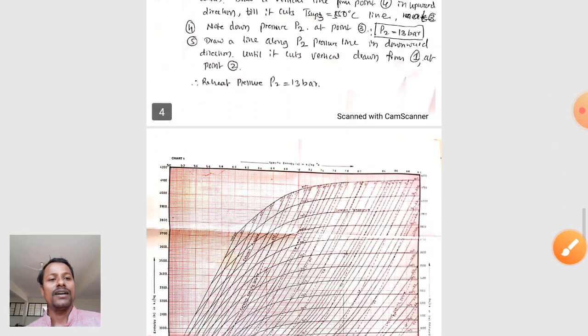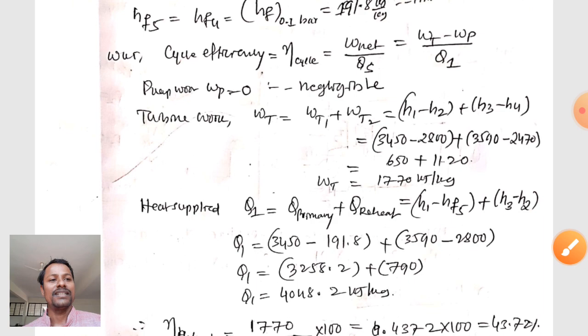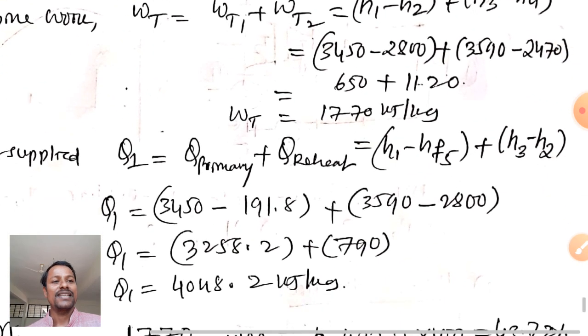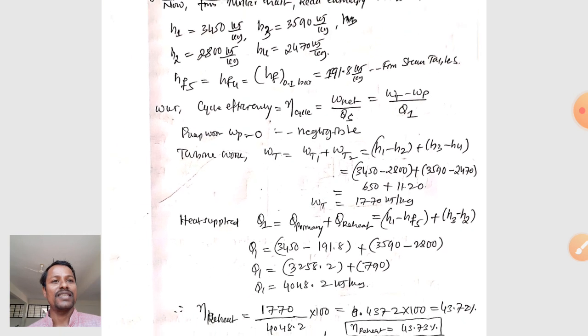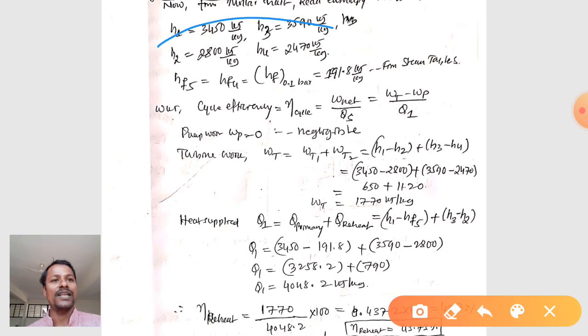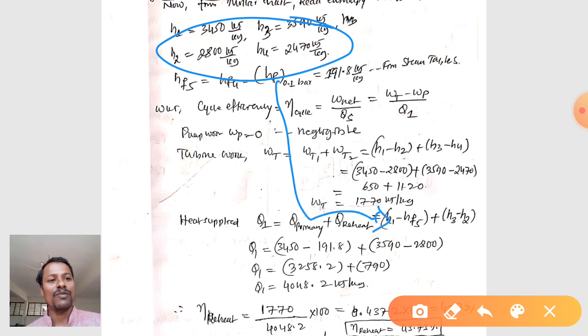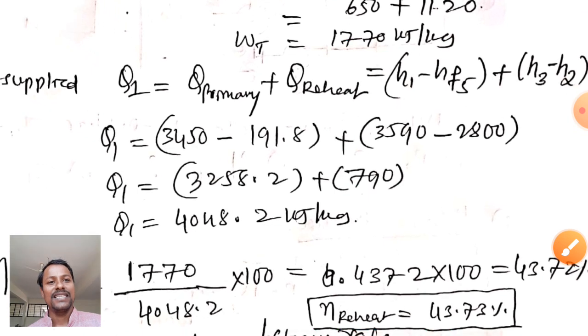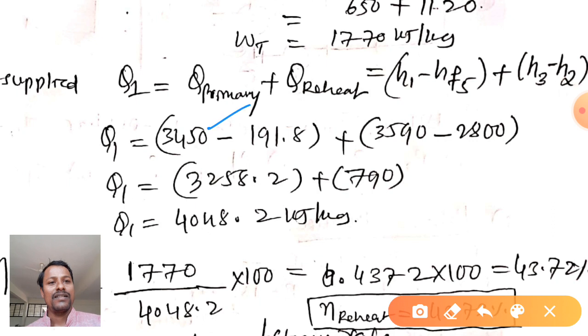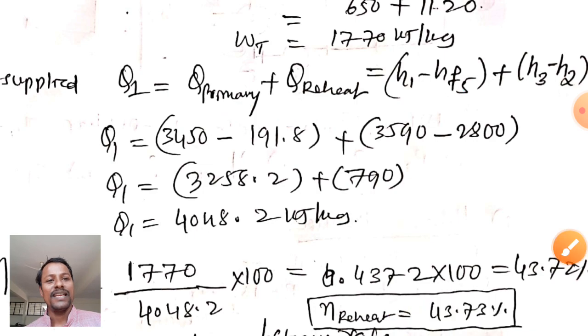So here coming to our discussion, we will substitute the enthalpy values in this formula that have been obtained by us from the Mollier chart. So here we are substituting in this formula. After that we are able to get the enthalpy values, that is heat supplied as 4048.2 kilojoule per kg.